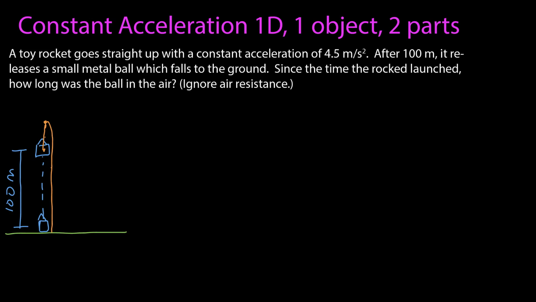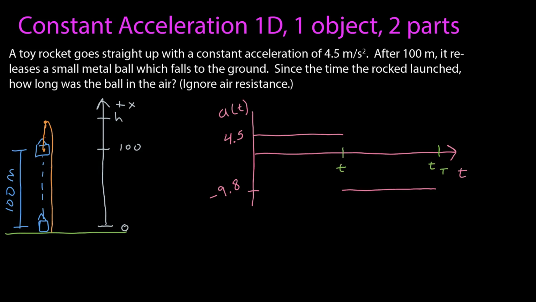I need a coordinate system for this, with a 0 and a positive direction. I chose the 0 to be at the ground, the place where the rocket started, and I chose positive to be up. What to do next? The first thing I did is I drew a graph. I want to know about the acceleration, and so I drew an acceleration graph as a function of time. I noticed that it's constant initially and positive, given my coordinate system, up to some time t. So I've identified this time, which I've called small t, to be the time at which the ball is released.